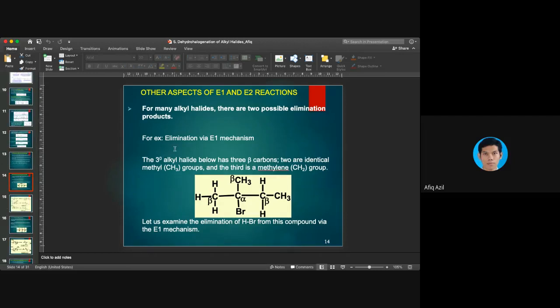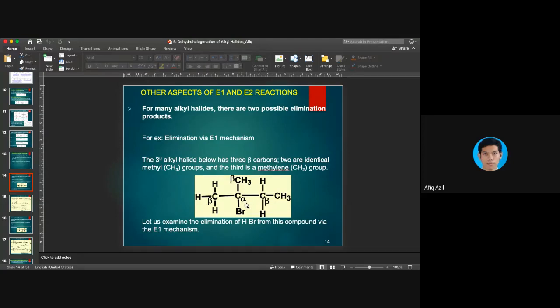Okay, for many alkyl halides, there are two possible elimination products. This happens when there is more than one type of beta hydrogen available. What I mean by more than one type of beta hydrogen is that they are not in the same environment. For example, like this one, this is via E1 mechanism. The tertiary alkyl halide below has 3 beta carbons. 2 are identical methyl CH3 groups, and the third is a methylene CH2 group.